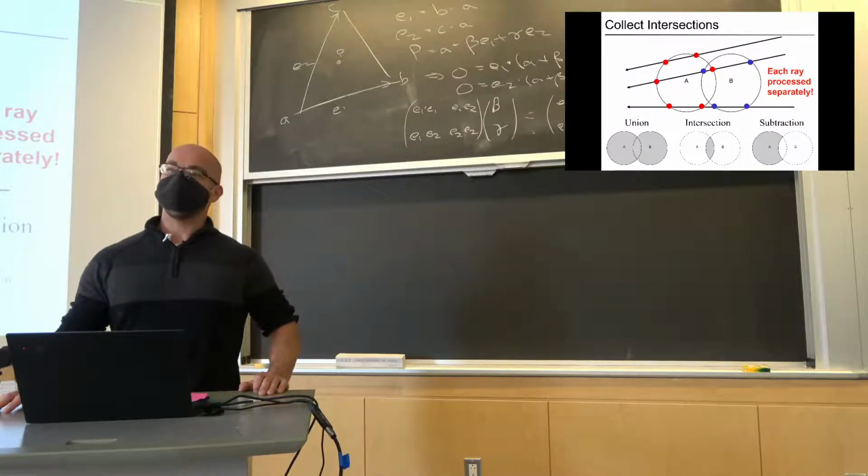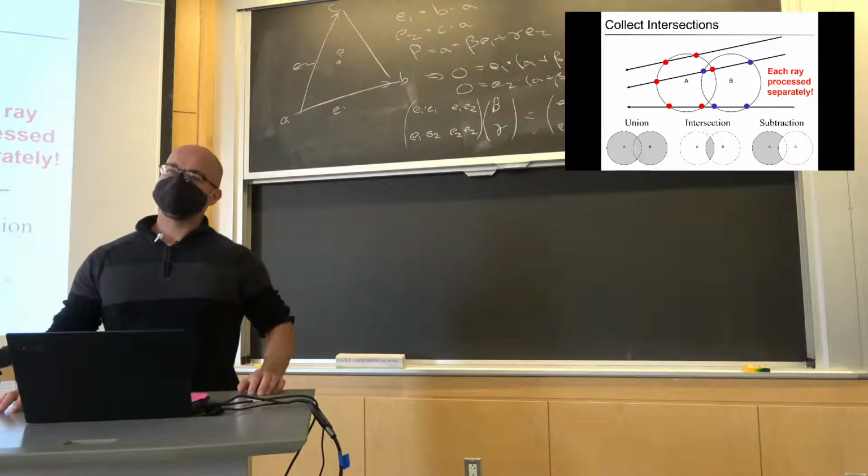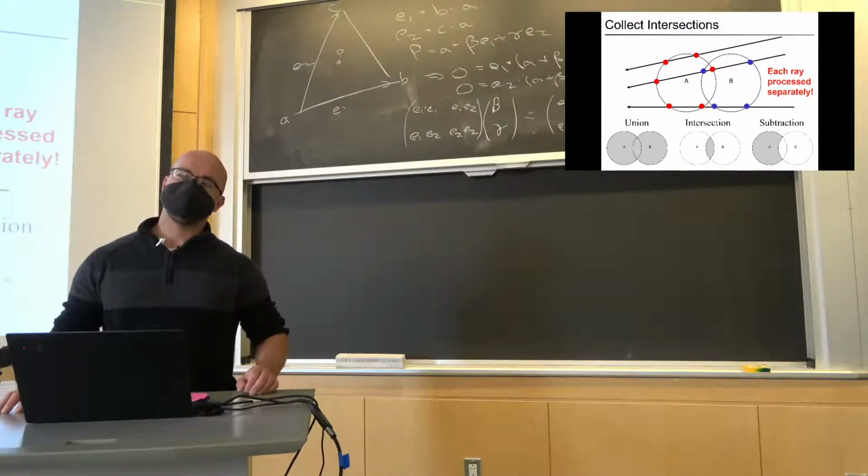Yeah. So I would think we would do an intersection. So basically we find all the intersection points between our ray and the object that we're interested in, and then, for example, if we want to render the intersection, we only want to render those points that would intersect both A and B.